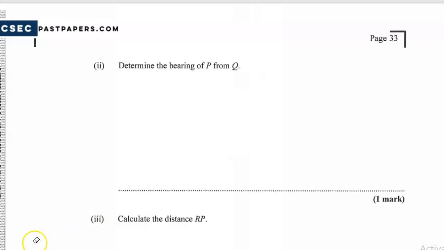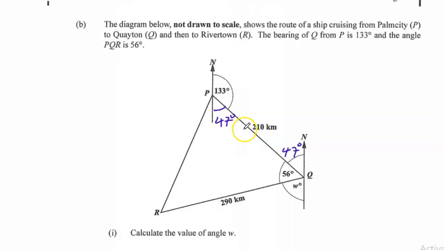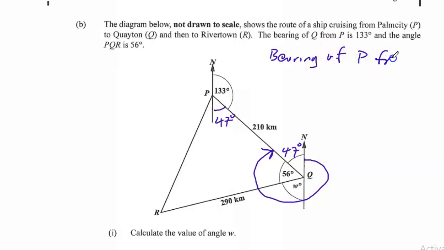Next we are asked to find the bearing of P from Q, and the distance RP. Now the bearing of P from Q, which angle are we talking about? The bearing of P from Q is the angle from the north of Q to the line leading to P. So that's the angle we want. Let's write out the bearing of P from Q. That's the angle there in blue.